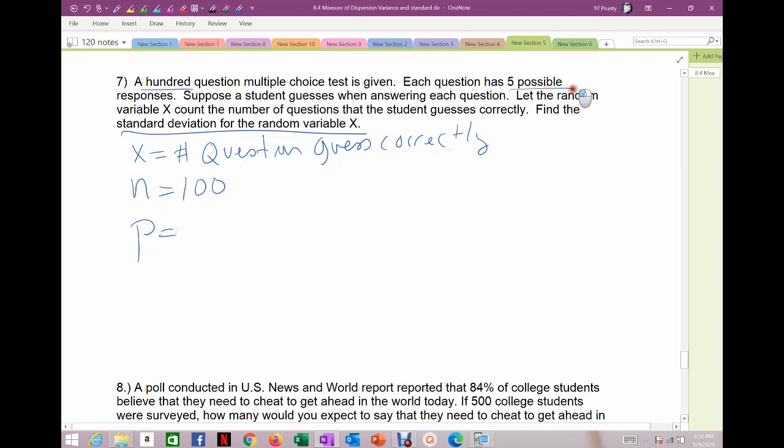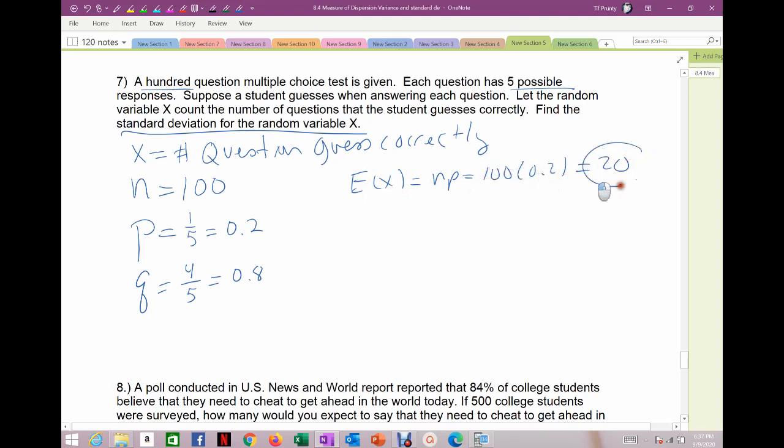Probability of success, well, there were 5 choices on each question. One of them is the correct choice, so 1/5, which is 0.2. The probability of failure, well, that means there were 4 wrong choices out of 5. 0.8. And there's the 3 parts that I need. If you remember from before, the expected mean, which was n times p, which was 100 times the 0.2 we found before, was 20. So on average, we would expect students to guess 20 out of 100 questions right.